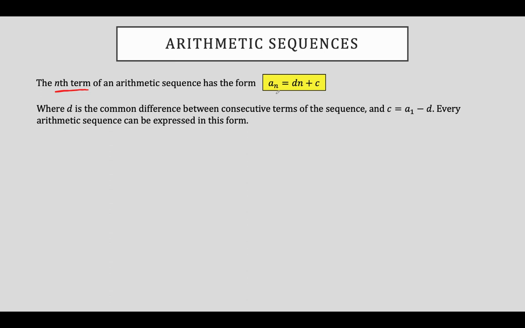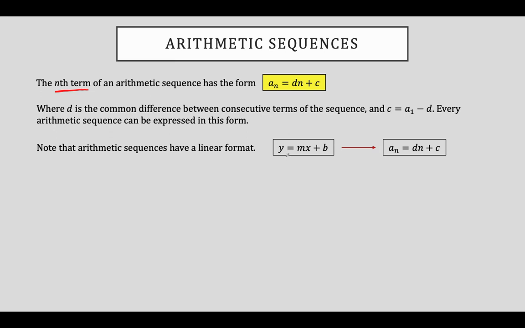Now look at this form. a subscript n is equal to dn plus c. Arithmetic sequences have a linear format. Compare y equals mx plus b. This is slope-intercept form of an equation of a line, and our arithmetic sequence, a subscript n is equal to dn plus c. They are the exact same format, except instead of x's, our variable that we plug in for is n, and instead of getting out y's, we get out a subscript n.